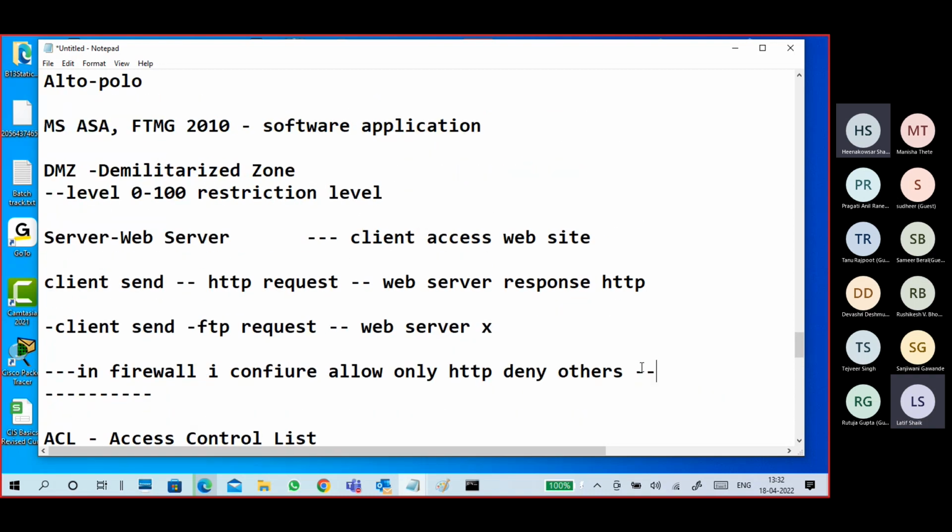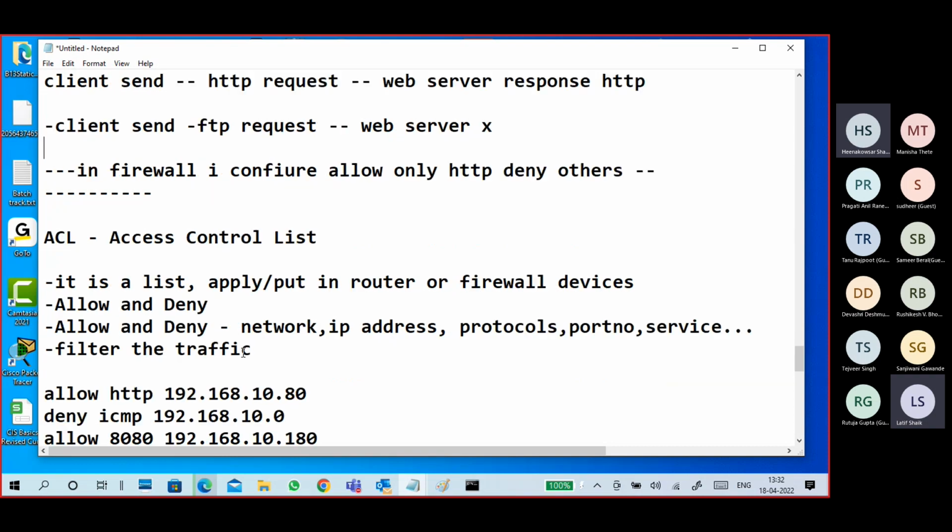Here also I told one scenario, right? I want to accept only HTTP requests and deny all. It is like allow HTTP, deny all. Obviously, allow only from this particular network. So that is called an access control list.